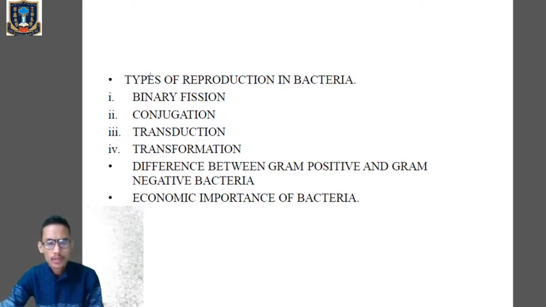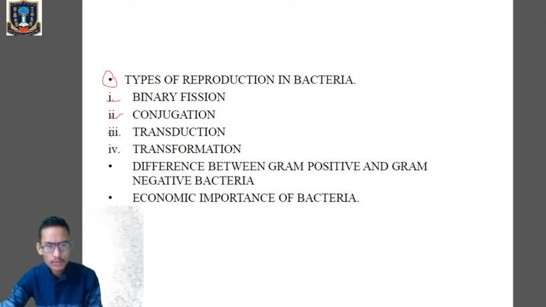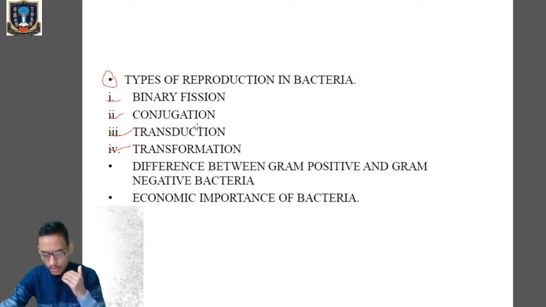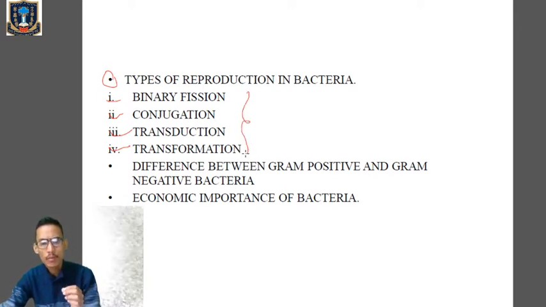Clear? So under the types of reproduction, we have to learn about the processes known as binary fission, conjugation, transduction, and transformation. There is no need to go into detail about the processes that occur during this type of reproduction. We only have to go through the proper definition of this process. Okay, so these are the four modes of reproduction which occur in case of bacteria. So we'll go through it one by one.